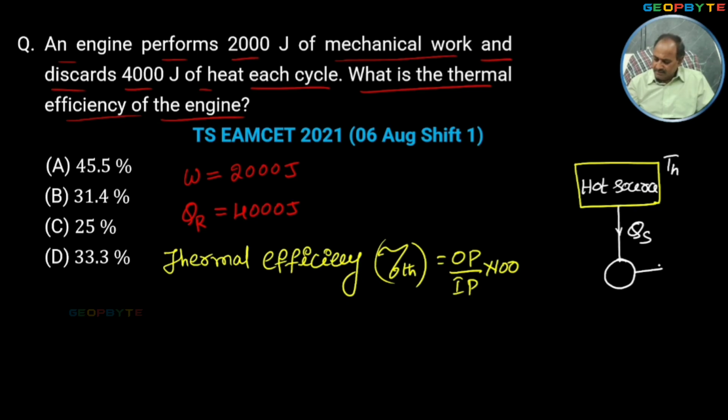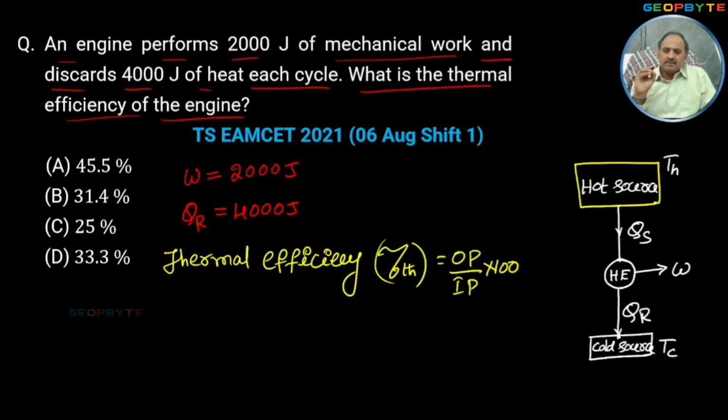Only a part of the heat supplied is converted to work energy. This is the heat engine. The remaining heat is dumped to the surroundings, which I can call the cold source. The cold source is maintaining temperature Tc. That cold source is receiving QR amount of heat. That means the heat supplied to the heat engine is QS and the heat rejected from the heat engine is QR.